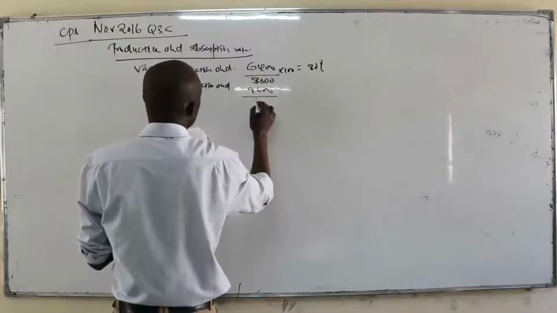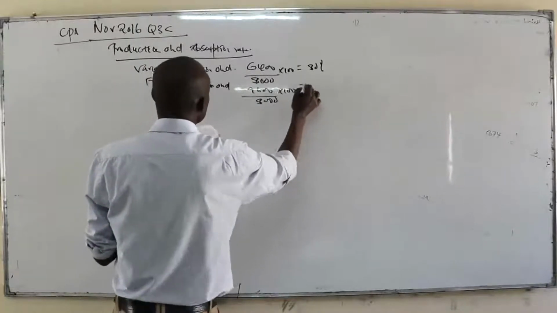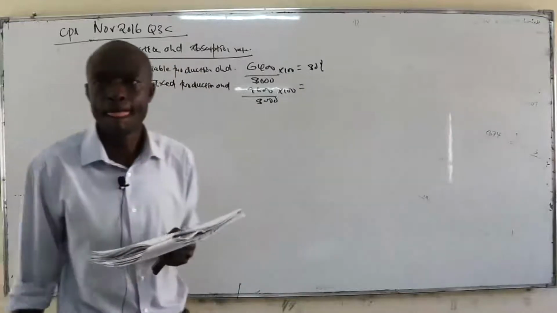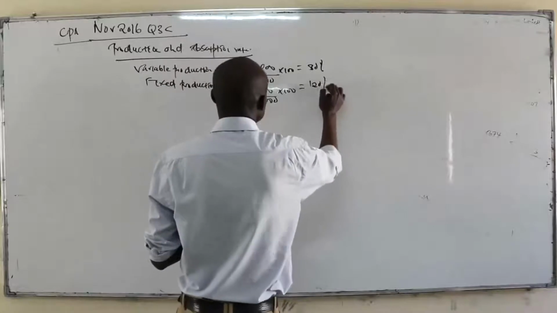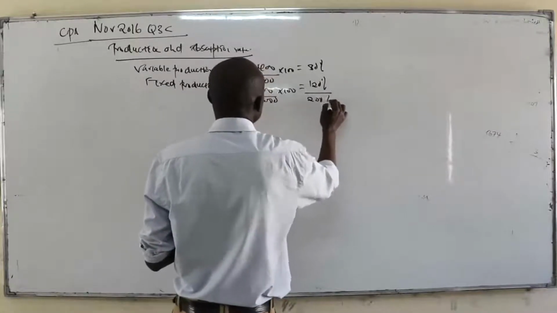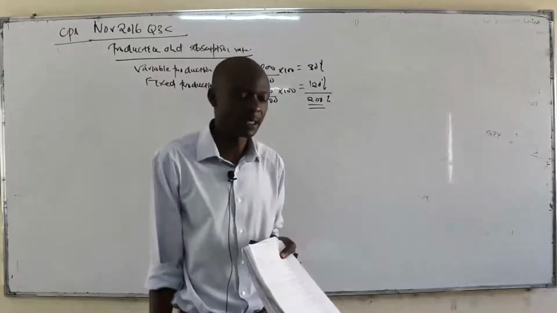9,600 over 8,000 times 100. What do you get? So 120. So this one will be 120%. So the total here will be the 200. So that is the breakdown of the 200%.